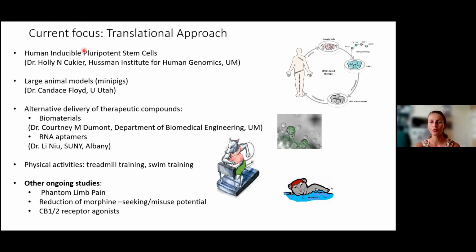With the help of induced pluripotent stem cell technology, we and others are able to develop human-derived GABAergic cells that can be tested in these pain models. Indeed, we have started a collaboration with Dr. Holly Kukier from the Hussman Institute here at UM. They were able to generate several lines of those GABAergic cells from patients, and they provided those cells to our lab, and I was able to test them.